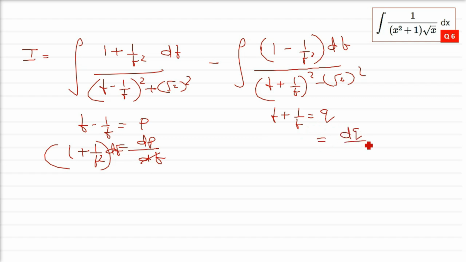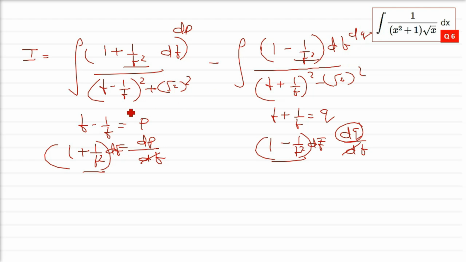Similarly, we are going to differentiate q, and dq by dt will be 1 minus 1 by t square. The dt also can be brought to the left. Now these two are almost similar, or they are exactly similar. So we can replace this whole numerator by just dp. Here also the whole numerator can be replaced by dq.